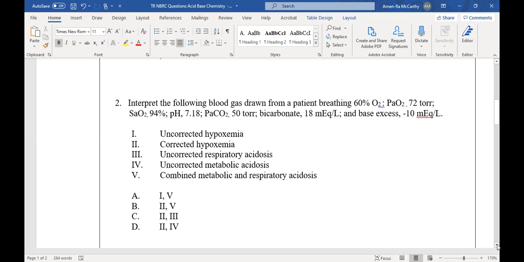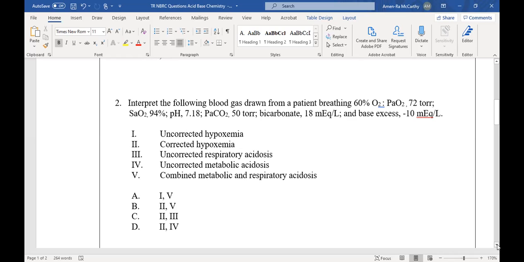Before you even break down the ABG, we're still gonna break down the ABG, but before you even do it, what do we know? He's on 60%. So his PaO2 of 72 is what? He's on oxygen. It's not corrected. Uncorrected. It's not normal. He's on 60% oxygen. And if he's on 60% oxygen and his PaO2 is still 72, it's uncorrected. So there's only one choice to choose from in all of those choices.